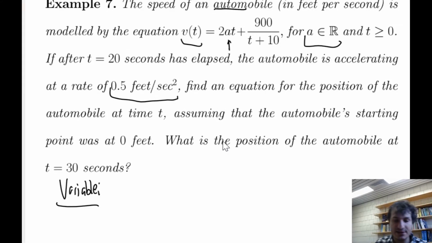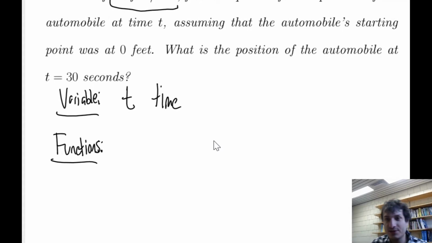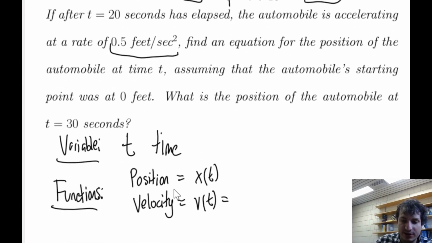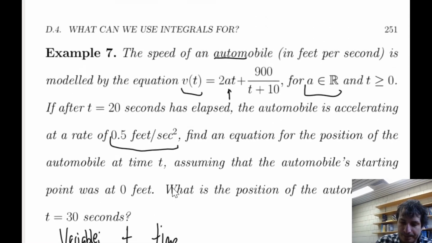In this particular case, the variable is t, time, and there are a few functions floating around that are all related. These are the classic functions from physics. There's position, which we're going to call x of t, velocity, which we're going to call v of t. This one's actually given in the problem. So the velocity, we're told, is 2at plus 900 over t plus 10.